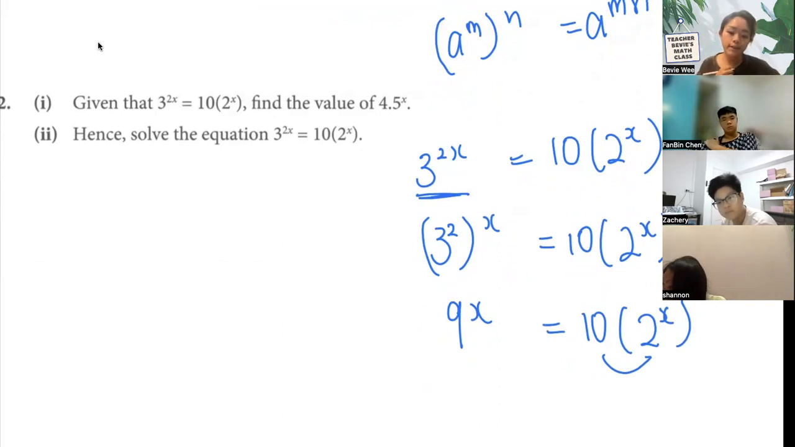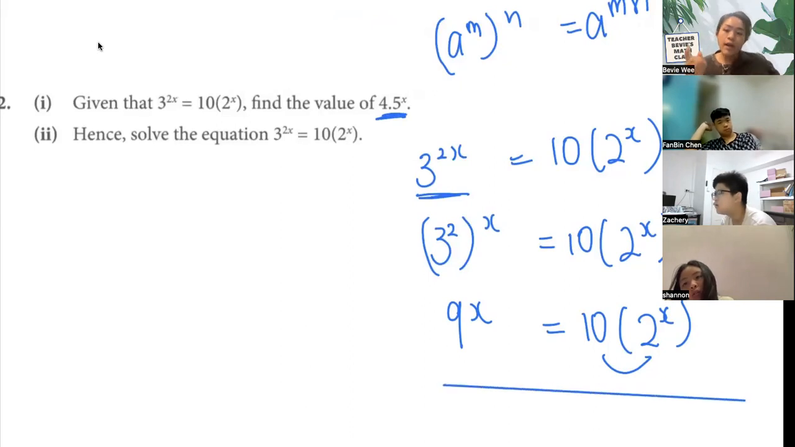Okay, then from here, how? I log both sides, also no use. Correct or not? Anyone? Any idea? I just want to find the value of 4.5. So you look at your equation here. How is this linked to 4.5? This 4.5 is half of 9. Half of 9. 9 divided by 2. Yes. From here, how?